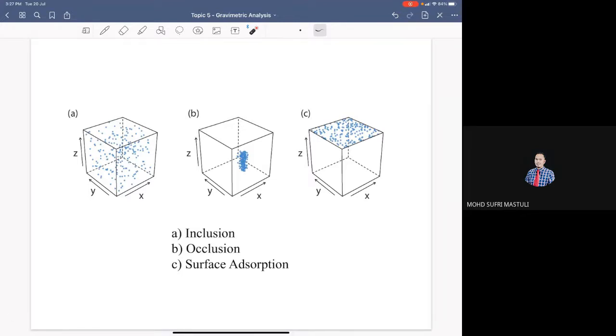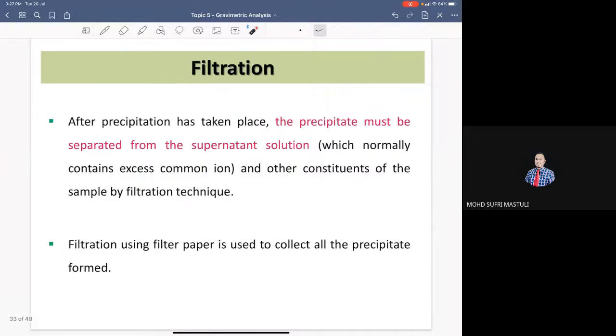So this schematic diagram differentiates the formation of inclusion, the mixed crystal, occlusion, and also the surface adsorption. This is the surface adsorption. This is the occlusion. This is the inclusion, the mixed crystal. Okay. All right.